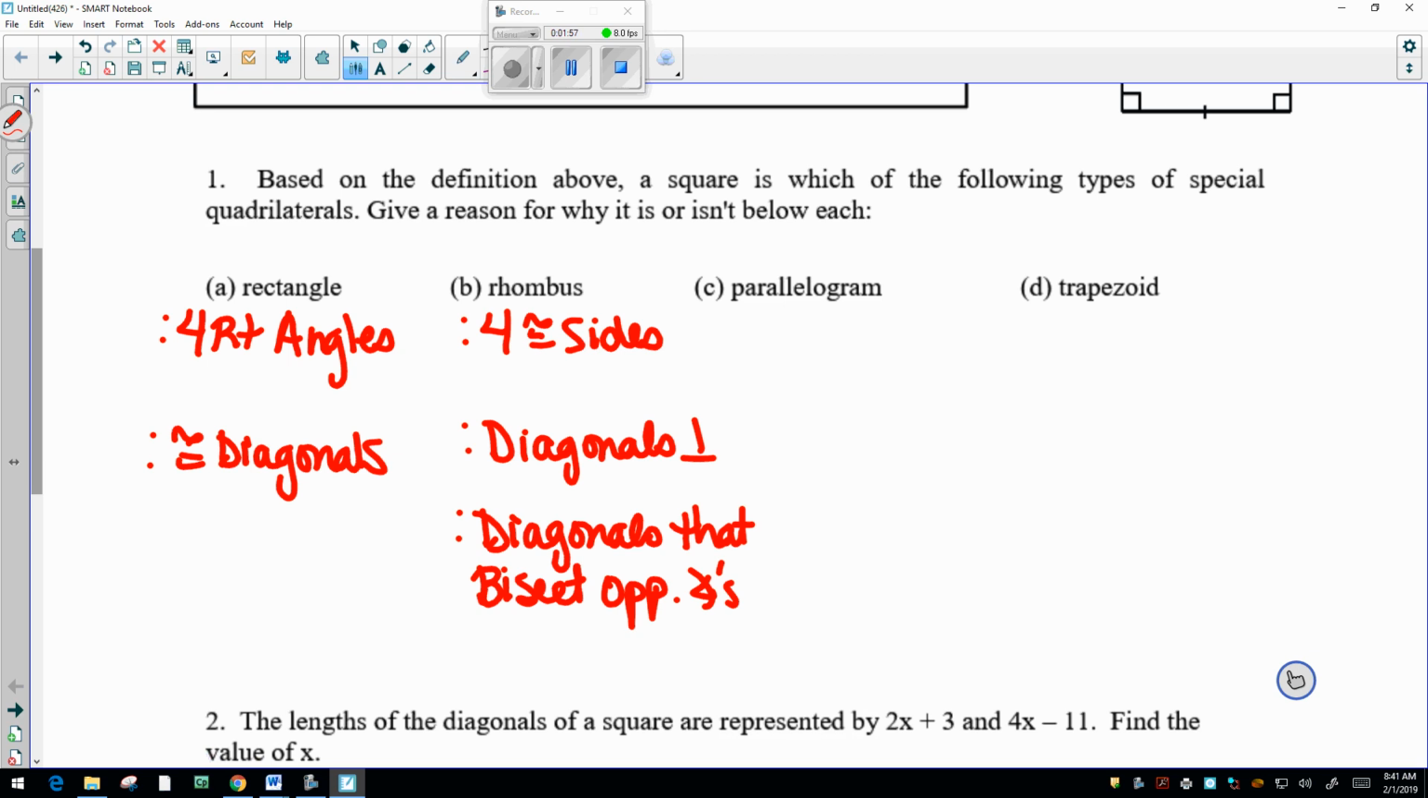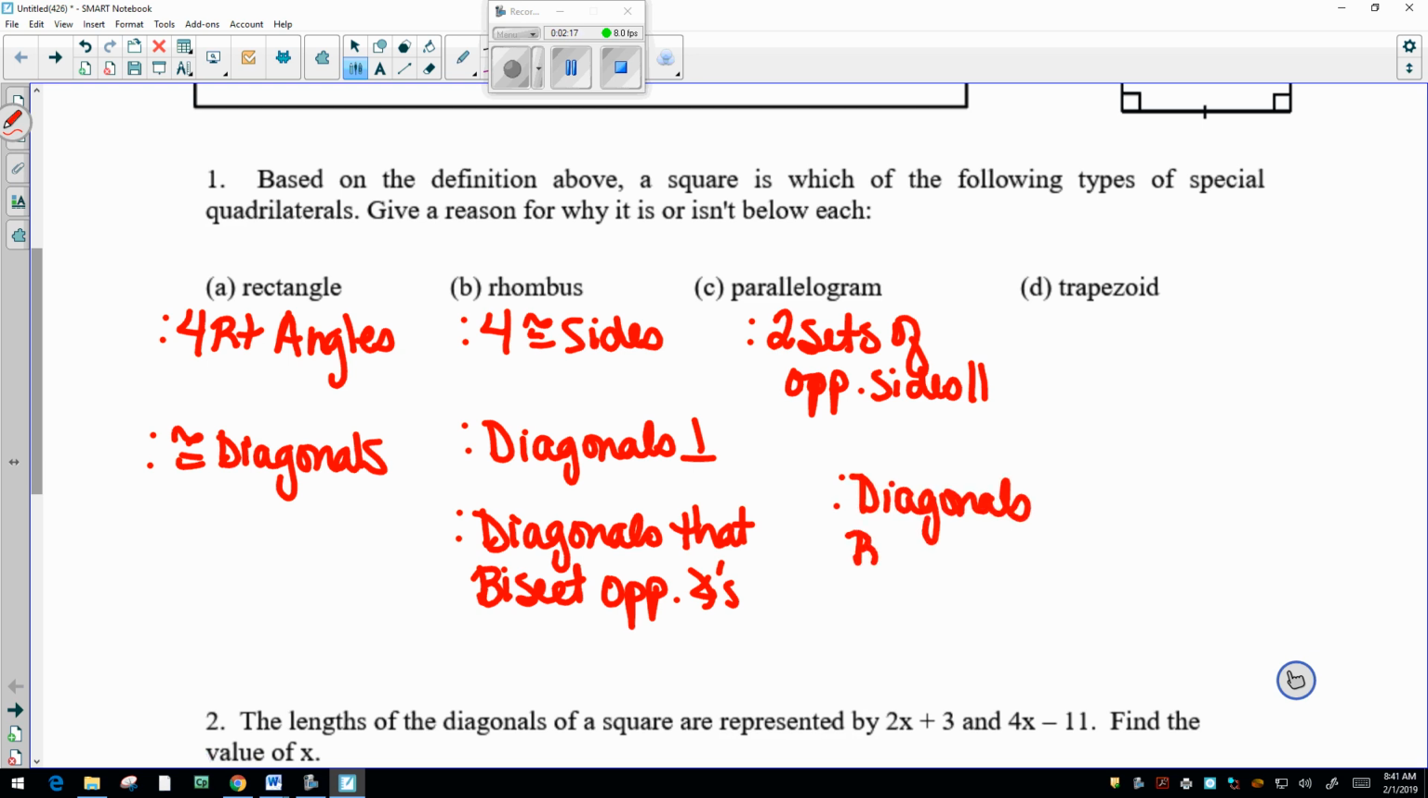Parallelogram is a quadrilateral with 2 sets of opposite sides parallel. A square definitely has that, so I can say yes. It has 2 sets of opposite sides parallel. Diagonals will bisect each other, and each of these shapes have that characteristic.